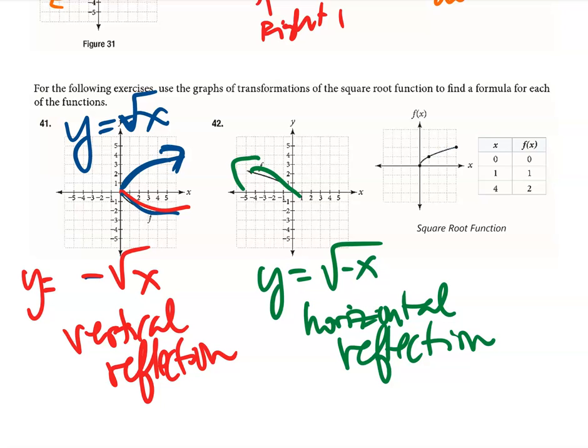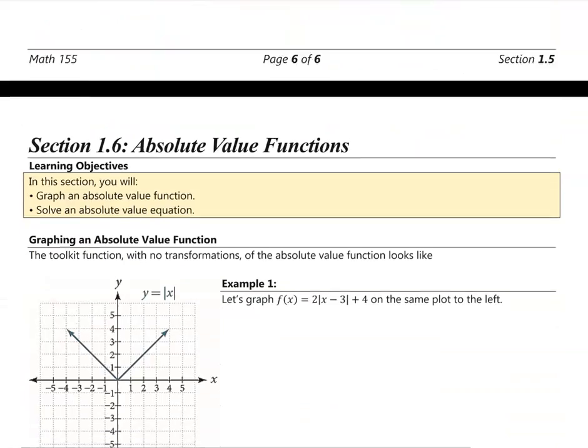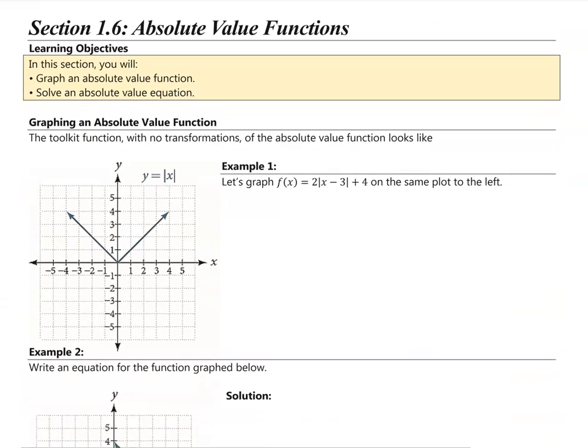And that's it for section 1.5. Next section, 1.6, absolute value functions. A V-shape. In this section, you will graph an absolute value function and solve an absolute value equation. The toolkit function with the transformations of the absolute value function looks like a V. This is the absolute value function.